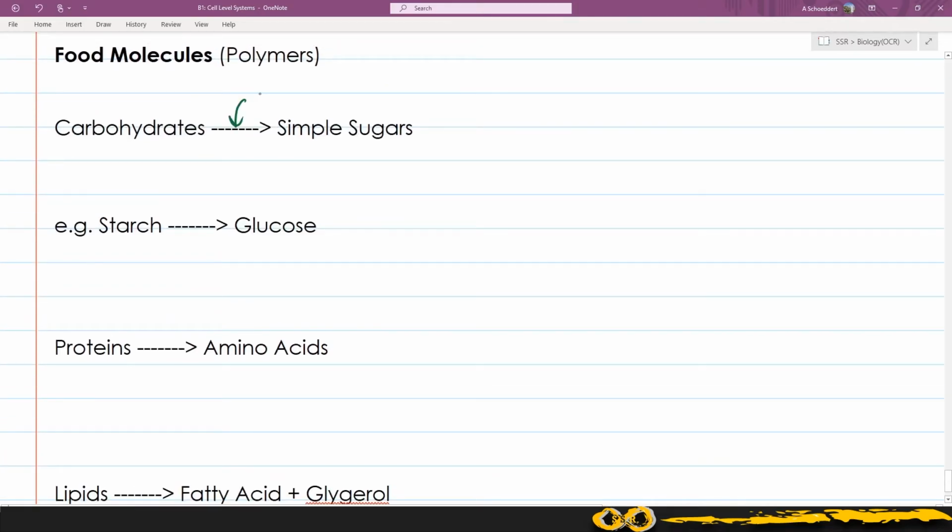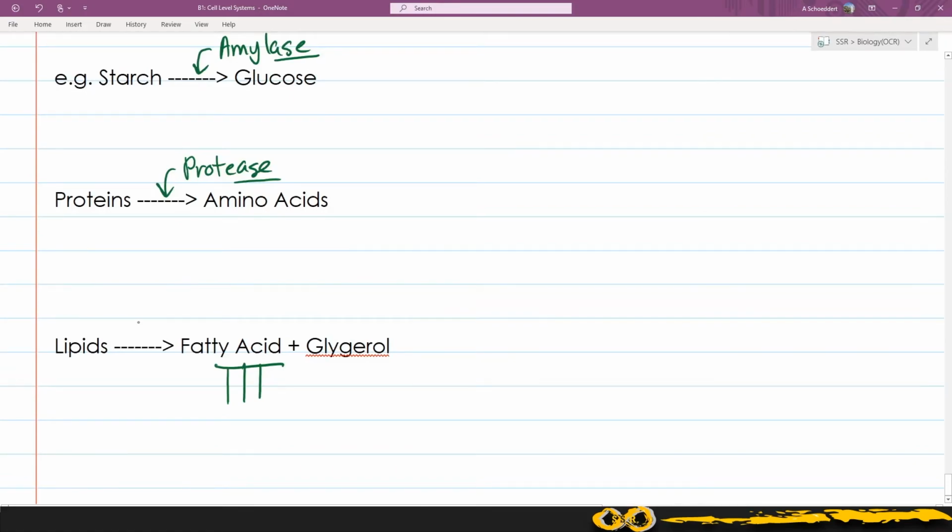So if we take our carbohydrate, and we break it down into a simple sugar, we're going to need an enzyme called carbohydrase. To break down your starch into glucose, you're going to use an enzyme named amylase. And to break down your protein into amino acids, you're going to need an enzyme called protease. Hopefully you're starting to see that there's a little bit of a pattern here with this ase ending. These ase endings generally indicate enzymes. And if we had to take a guess for the lipids, well, hopefully you'd guess lipase.